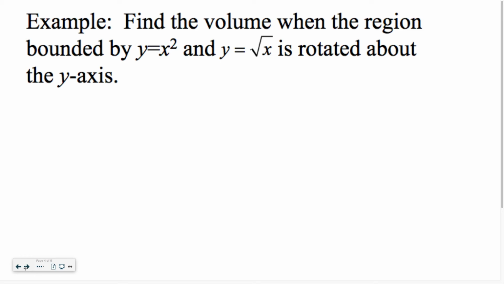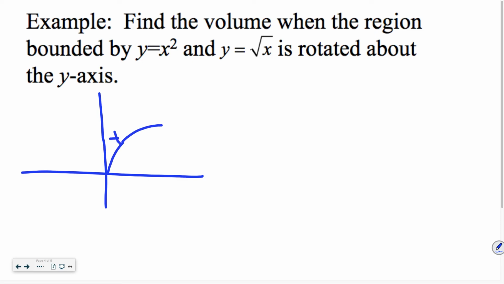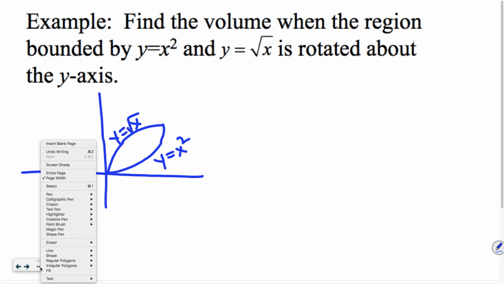We are going to take the region bounded by x squared and radical x. Okay, that's familiar. Wasn't that? Yes, but it was x. Okay. But the region y equals radical x and y equals x squared would be this region right here, right?